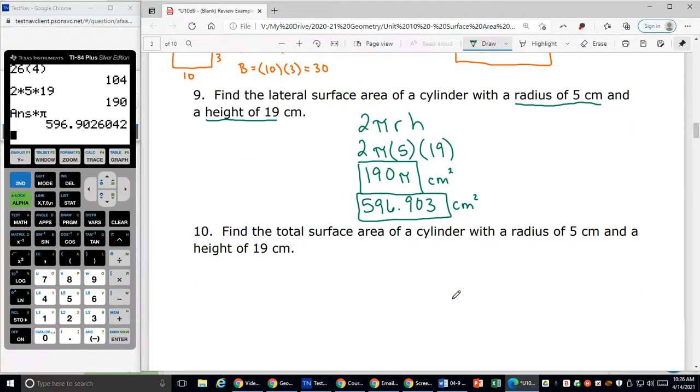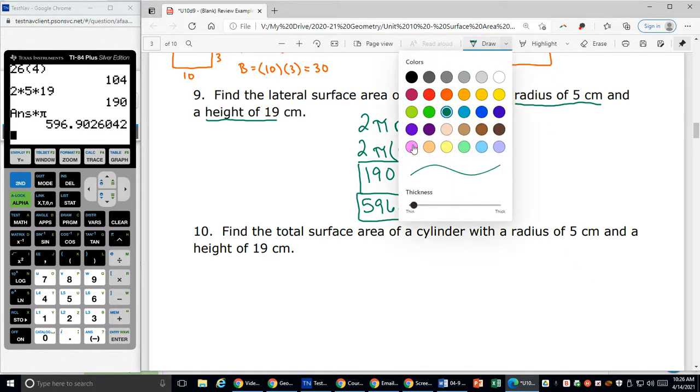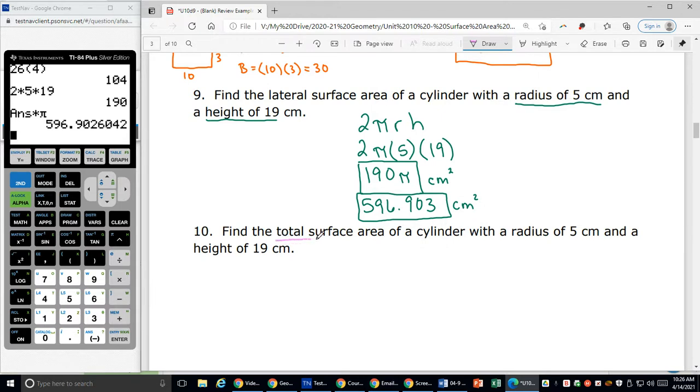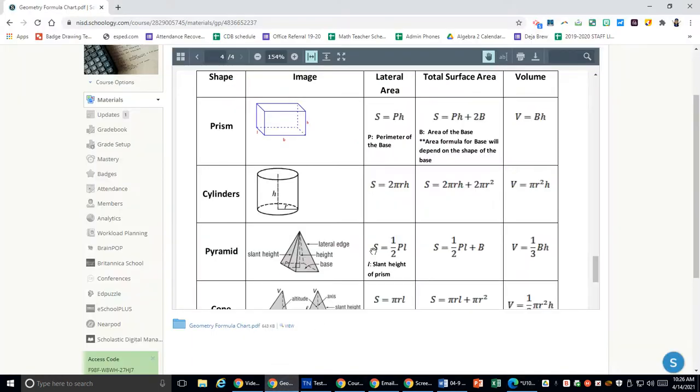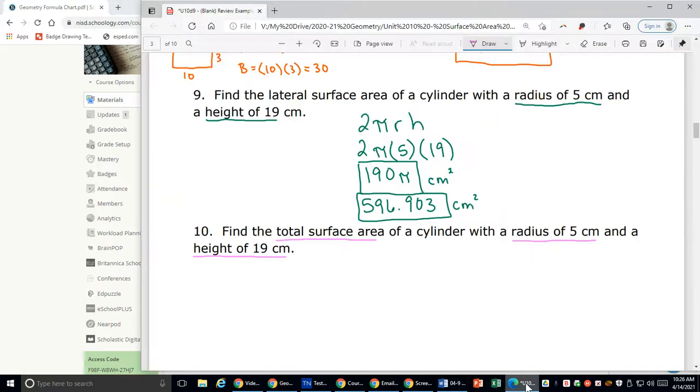Okay. Number 10, find the total surface area of a cylinder with a radius of 5 and a height of 19 centimeters. So when I look at this one, this time I want the total surface area. Notice I still have the same radius and the same height. The formula for the total surface area of my cylinder is 2 pi RH plus 2 pi R squared.